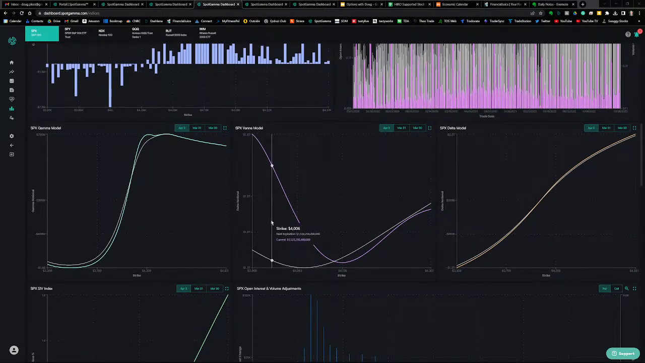And then here's the Vanna model. What this is showing is how market makers' delta notional changes, that's shown on the vertical axis, with price, that's shown on the horizontal axis, and with changes in implied volatility. I believe that is shown by the pink curve, and it may be shown by the black curve. This is something new for me, so I'm going to have to get used to this.